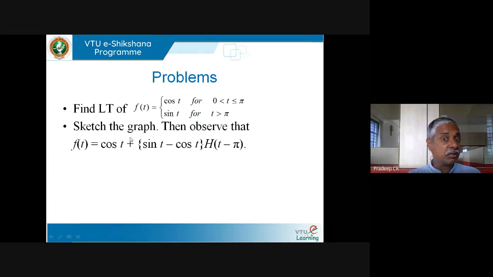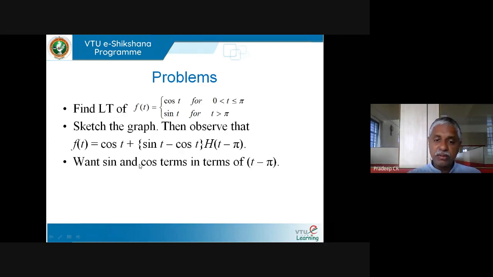Now there is no restriction on T. T can be any positive number. So how to find Laplace of left-hand side, Laplace of f(t)? That's what I want to find. That is same as Laplace of right-hand side. Laplace of right-hand side, I'll use linearity. That is Laplace of this plus Laplace of this.